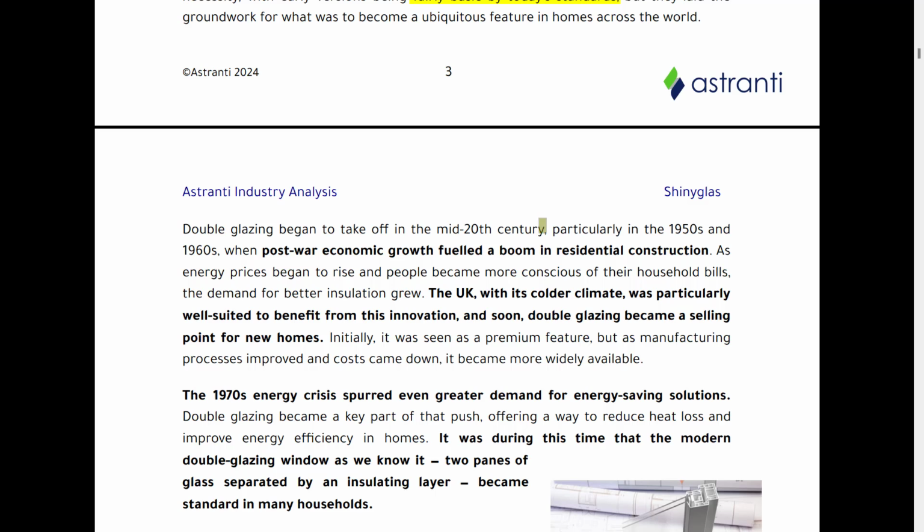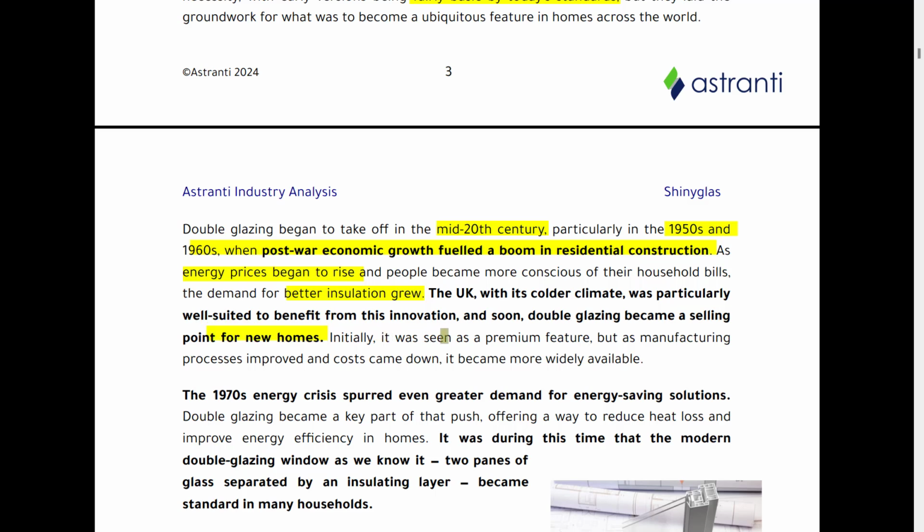So in the mid-20th century, particularly in the 1950s and 60s, we had the post-war economic growth, which fueled this boom in residential construction. At the same time as more houses were being built, we also had energy prices beginning to rise, so people were becoming very conscious of their household bills, and the demand for better insulation began to grow. The UK in particular, with a colder climate, was very well suited to benefit from this innovation, and soon double glazing became a selling point for new homes.